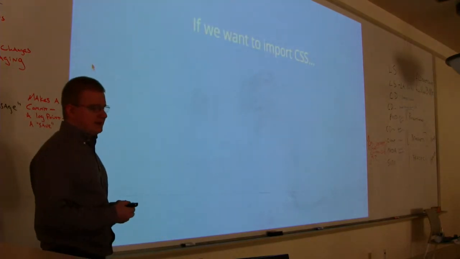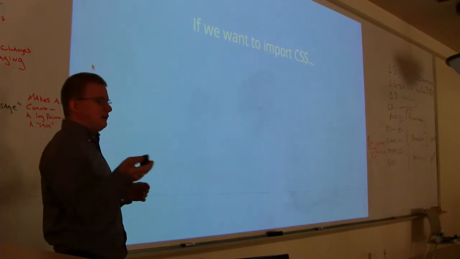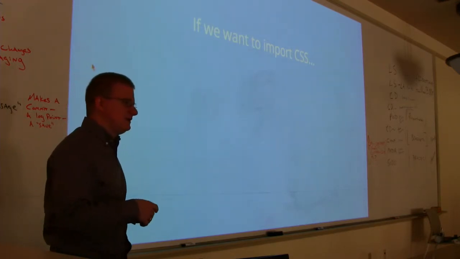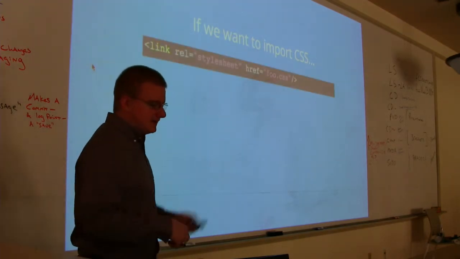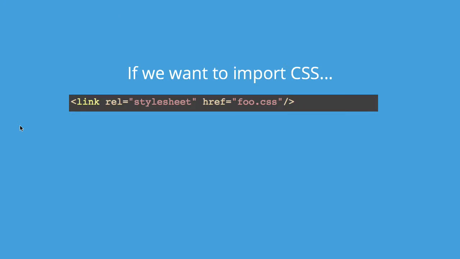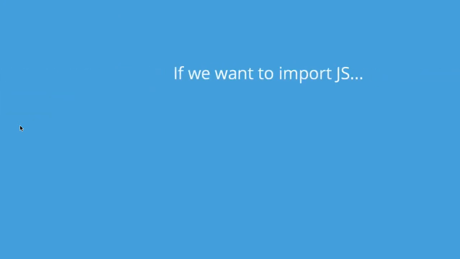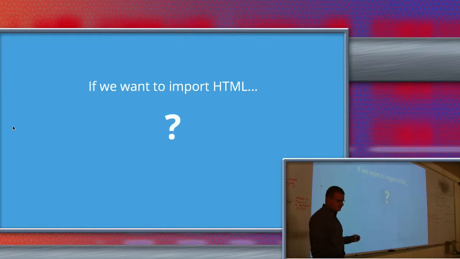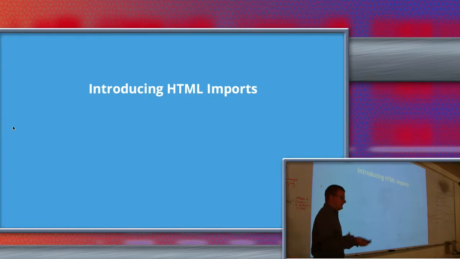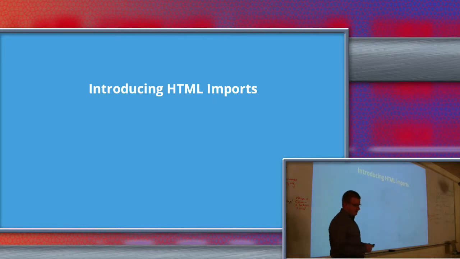So if we want to import CSS, how do we do it? There's this one tag we use. Does anyone remember what that is? Link, exactly. And we do link rel stylesheet, and we give it a reference, something.css. If we want to import JavaScript, what do we use? Script, exactly. We say script type text/javascript, and we import JavaScript. If we want to import HTML, we don't have any method for that. Until now, HTML imports is the method for importing HTML like we would with CSS or with JavaScript.